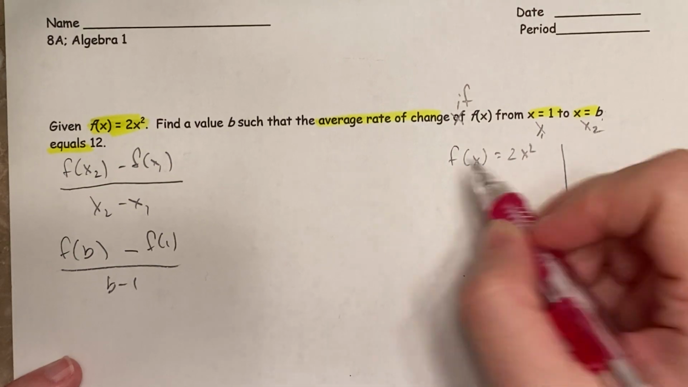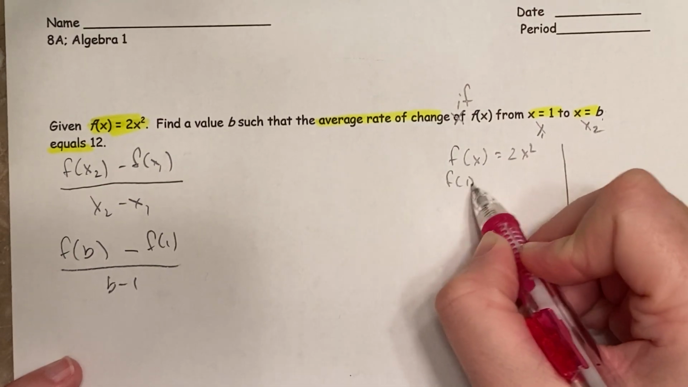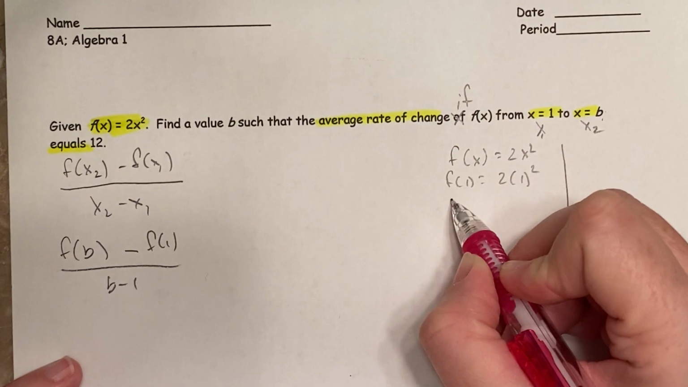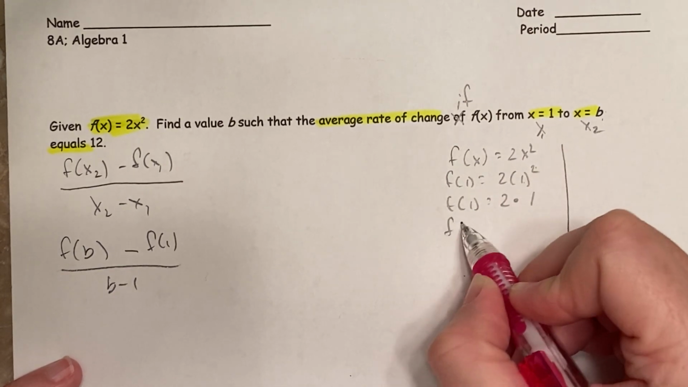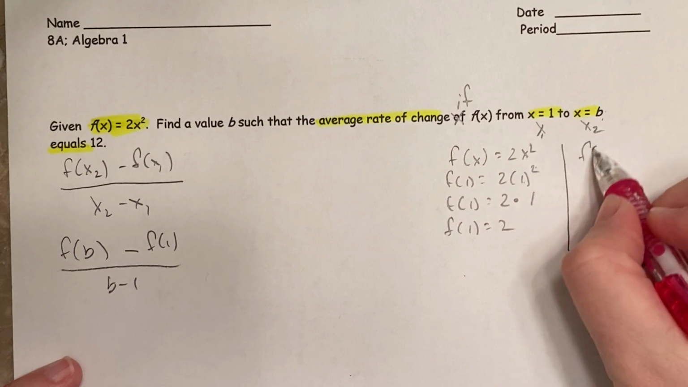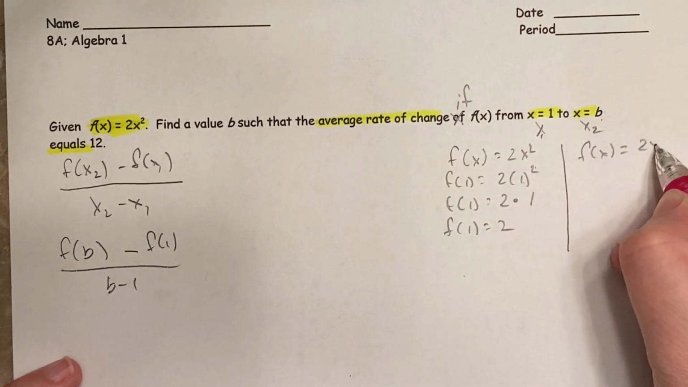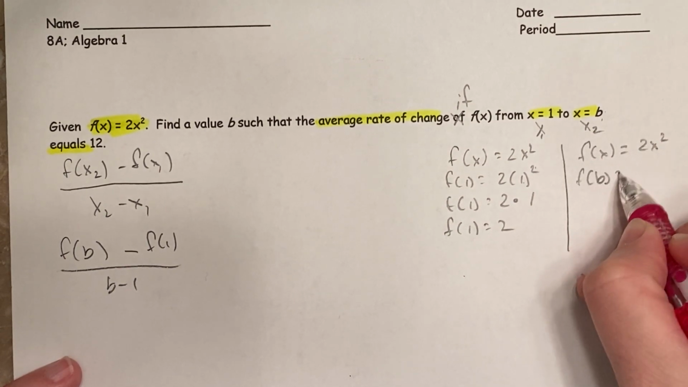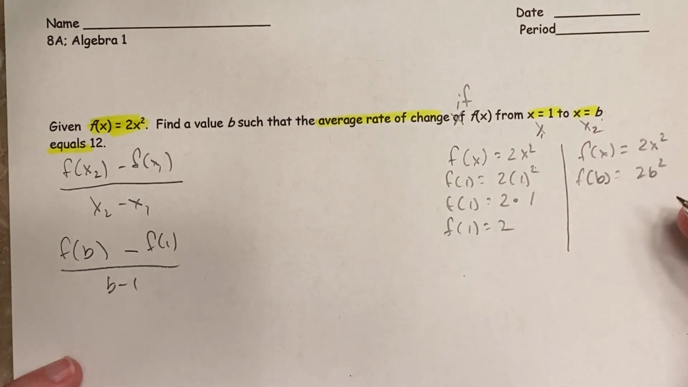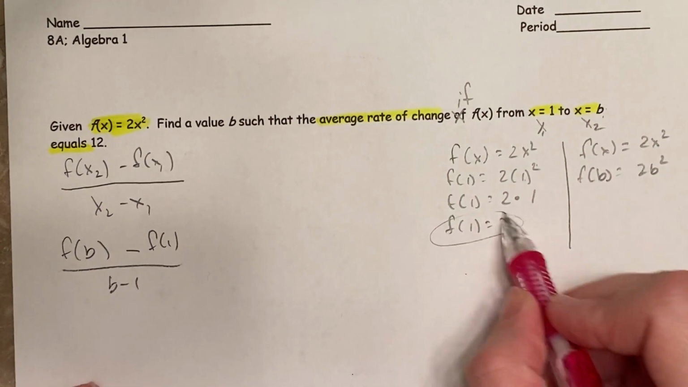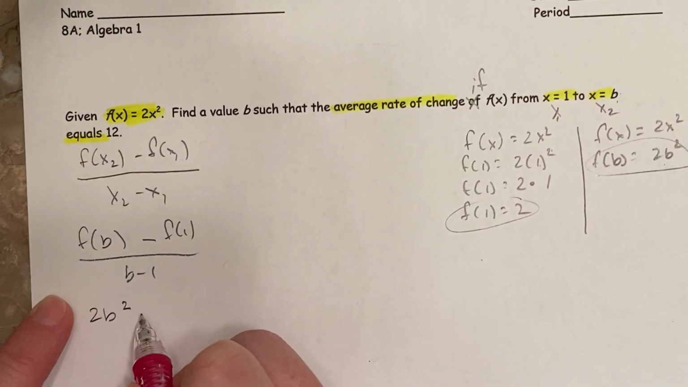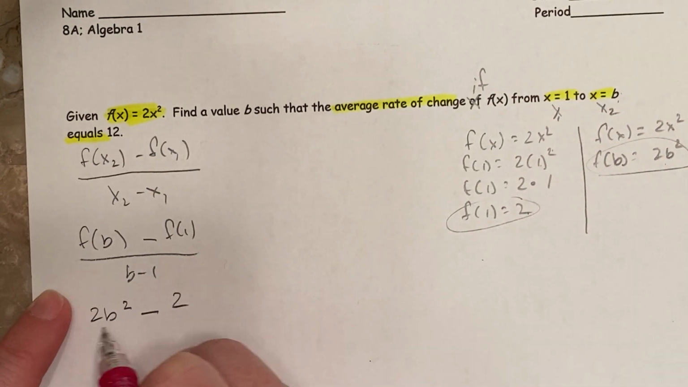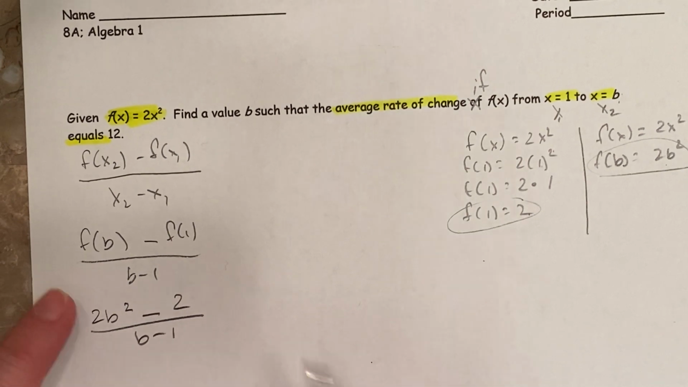So this is where you have to know the other way to do it. And the other way is by hand. So f of 1 equals 2 times 1 squared, which is 2 times 1, which is 2. And then f of x equals 2x squared. f of b equals 2b squared. Well, there's nothing to figure out, so those are your answers. Okay, so f of b is 2b squared. f of 1 is 2.